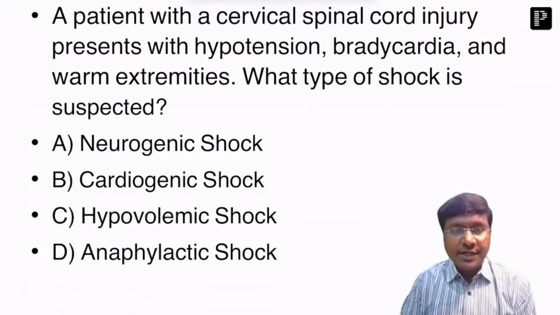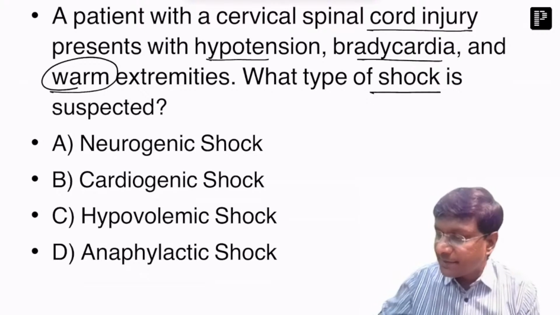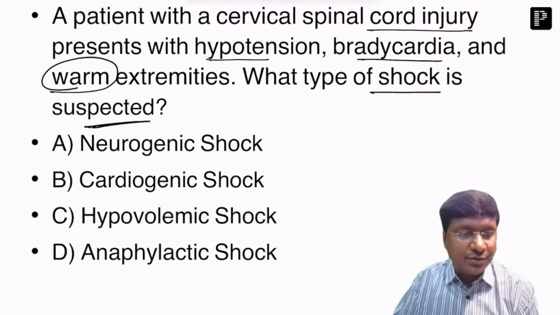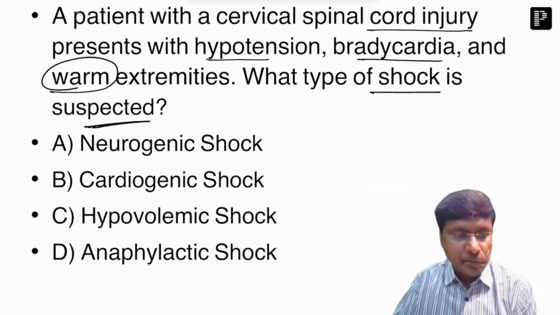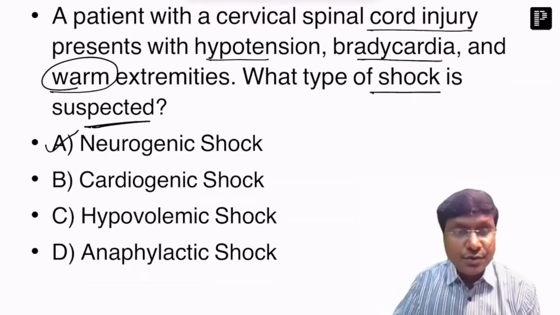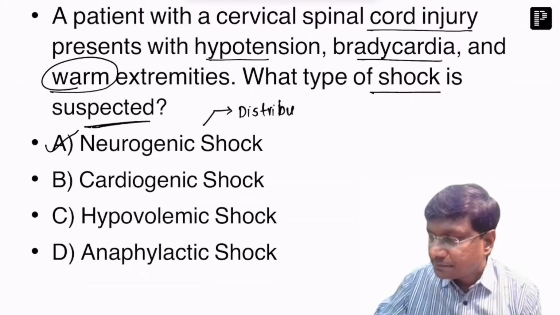Okay. So here, a patient with cervical spinal cord injury presents with hypotension, bradycardia, and warm extremities. What type of shock is suspected? Warm extremities, immediately what do you need to think of here? Right, so it is the neurogenic shock. But what is neurogenic shock? It is a type of distributive shock.